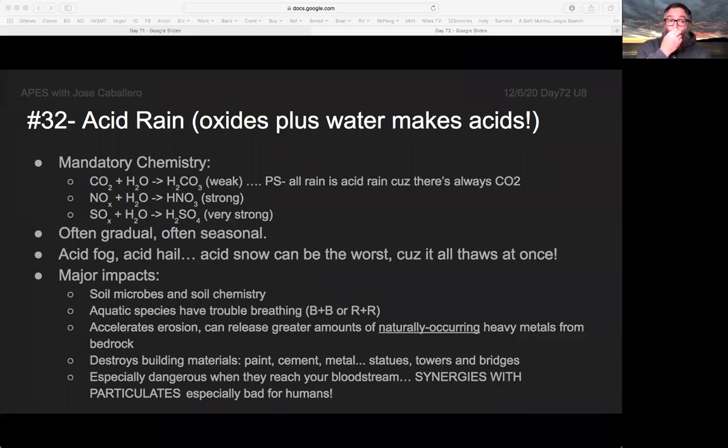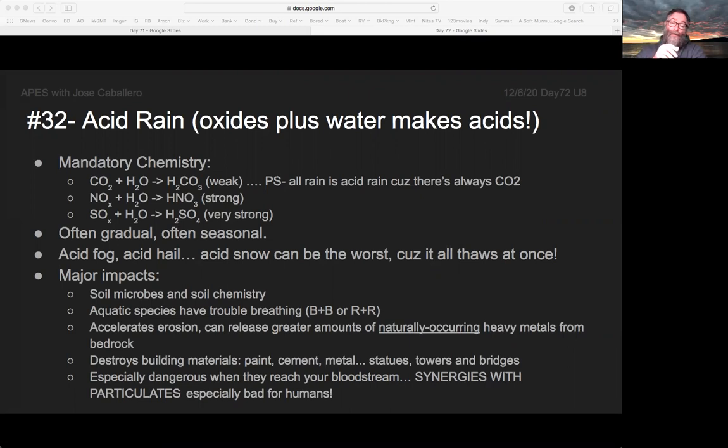Okay, acid rain. There's a bit of mandatory chemistry here, but not a ton. General rule, oxides plus water makes acids. There's a lot of exceptions to that, but when you're in APES, that's a good thing to remember. So carbon dioxide plus water makes carbonic acid. Nitrogen oxides plus water make nitric acid.